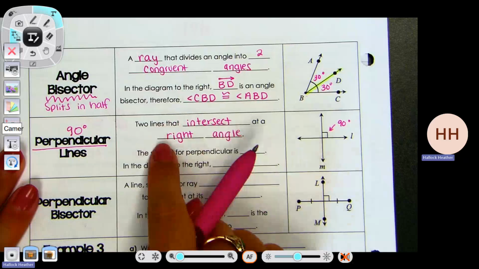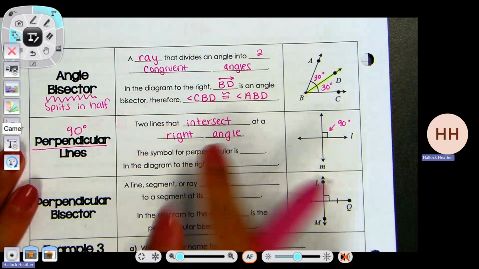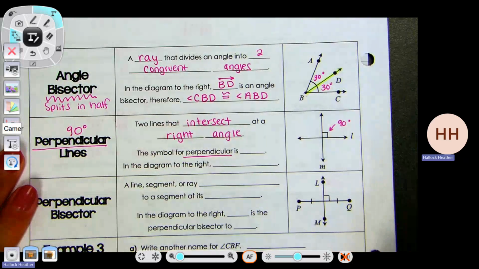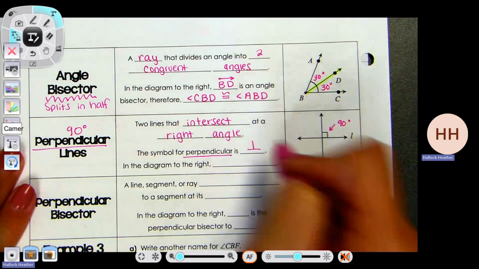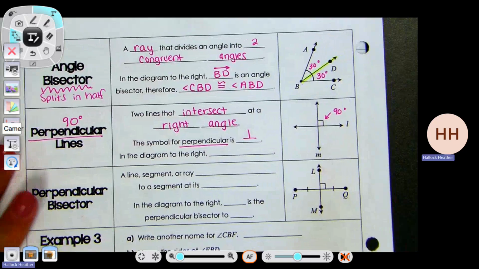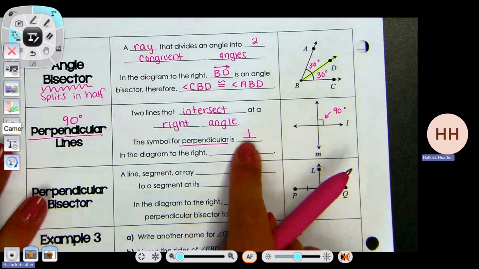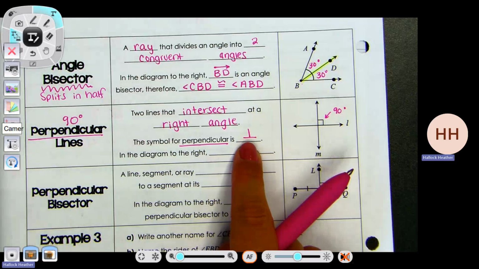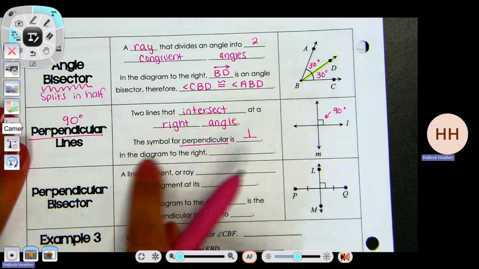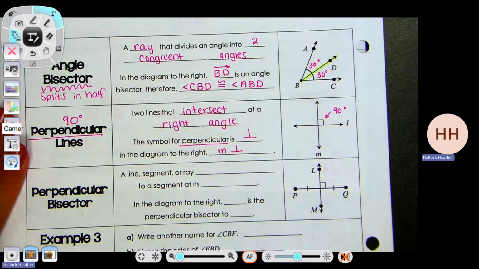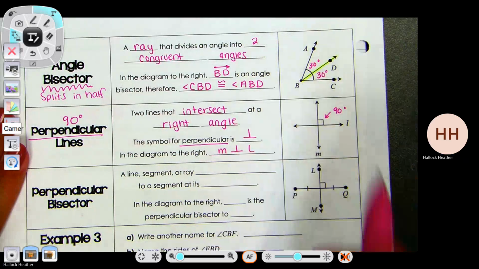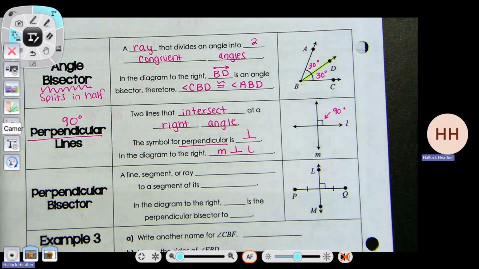So if they intersect, creating a right angle, the symbol for perpendicular, because we are math people and we don't like words, so perpendicular is a long word and we suck at spelling. So there's a symbol for it. It's an upside down capital T. So when we do math tomorrow, we're going to have that symbol in the problem. Anytime you see this, that means you could add 90 degrees to your picture to help you solve whatever you're doing. So the upside down capital T means 90. So in the diagram to the right, I could say that line M is perpendicular to line L. They are intersecting at 90 degrees. So M is perpendicular to L.